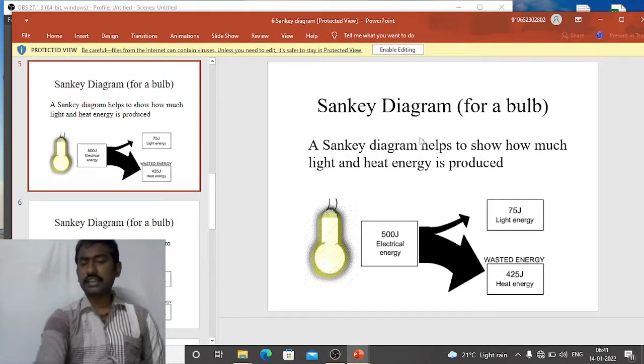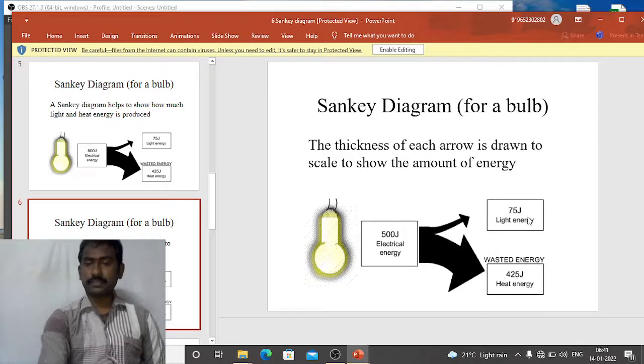So here a Sankey diagram helps to show how light and heat energy is produced. Here 500 joules of electrical energy is there. Of those 500 joules of electrical energy, 425 joules of heat energy will be wasted, and only 75 joules of light energy can be useful to us.